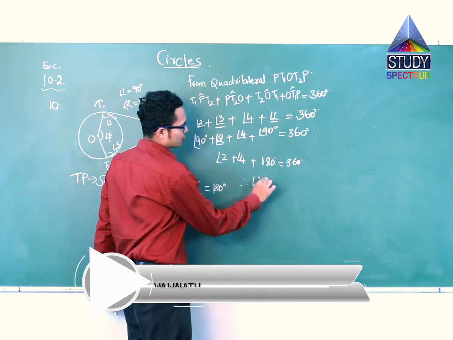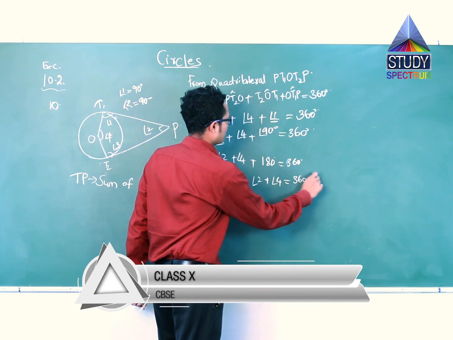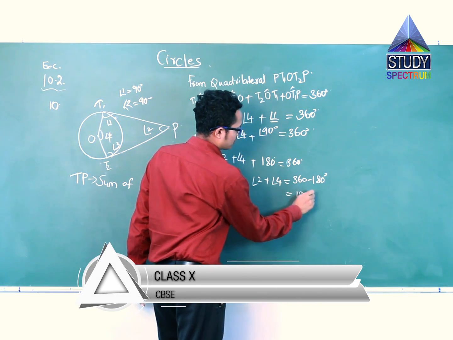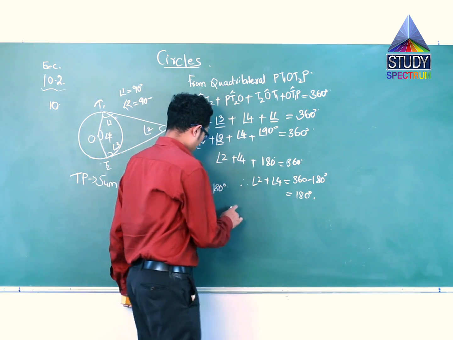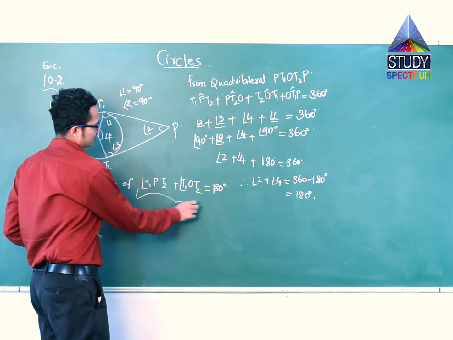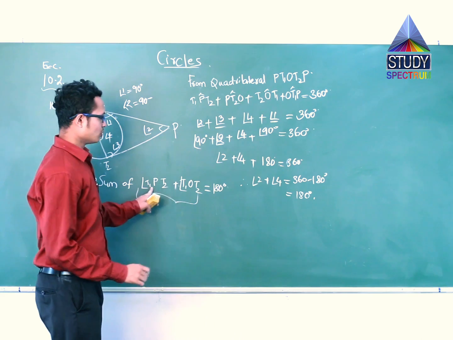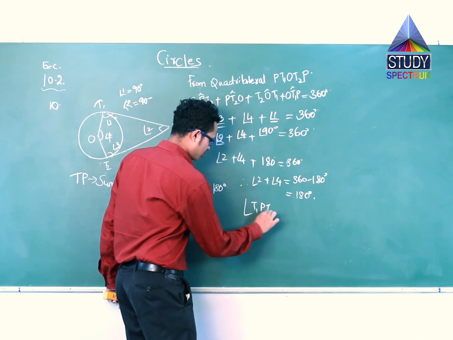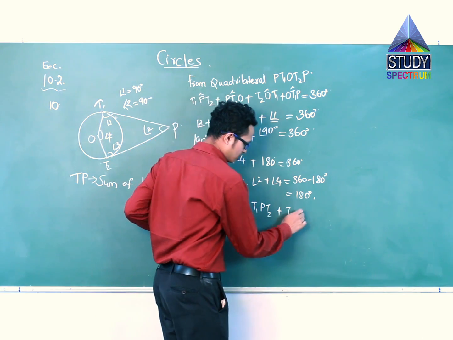Therefore, angle 2 plus angle 4 is equal to 360 minus 180 degrees, which is equal to 180 degrees. Angle 2 plus angle 4 is 180 degrees. Now, the sum of angle 2 plus 4 is as good as the sum of these two angles, because this angle is equal to 2 and this angle is equal to 4. So angle T1 P T2 plus angle T1 O T2.